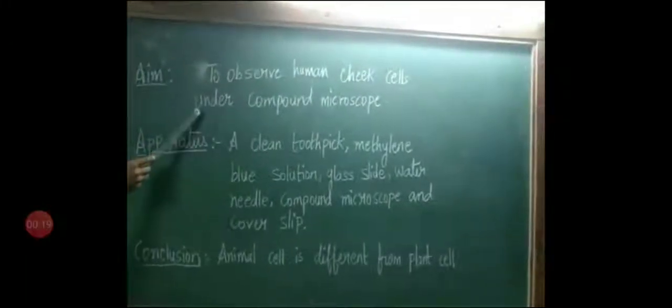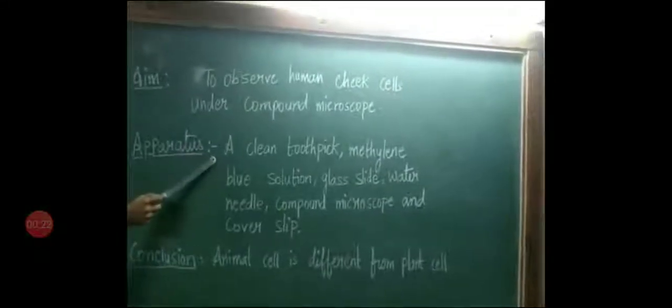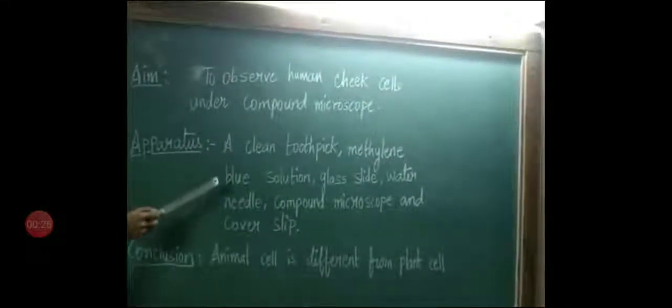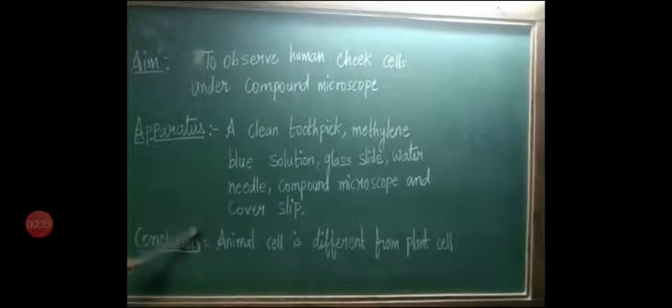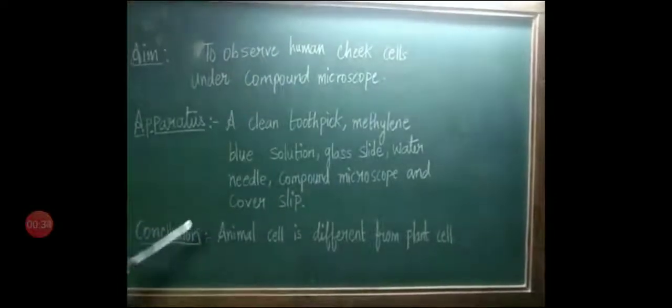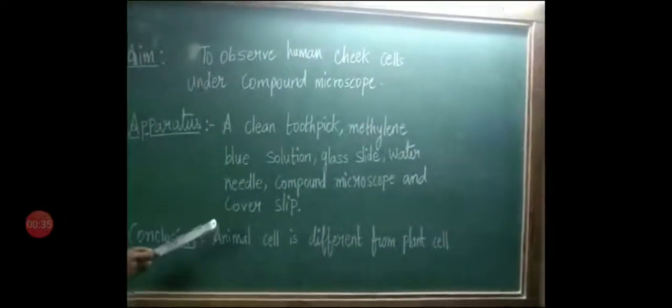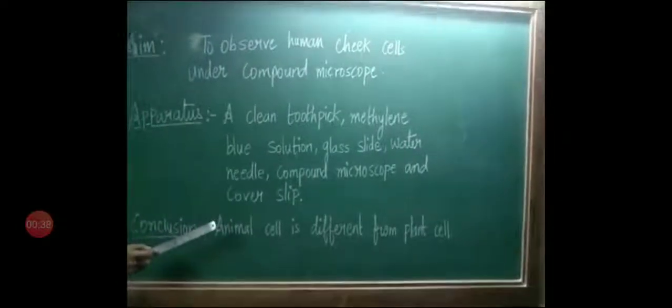Good afternoon, students. Today we are going to observe human cheek cells under a compound microscope. Apparatus needed: a clean toothpick, methylene blue solution, glass slide, water, needle, compound microscope and cover slip. After this experiment, what will you learn? That animal cell is different from plant cell. So students, let us begin with the experiment.